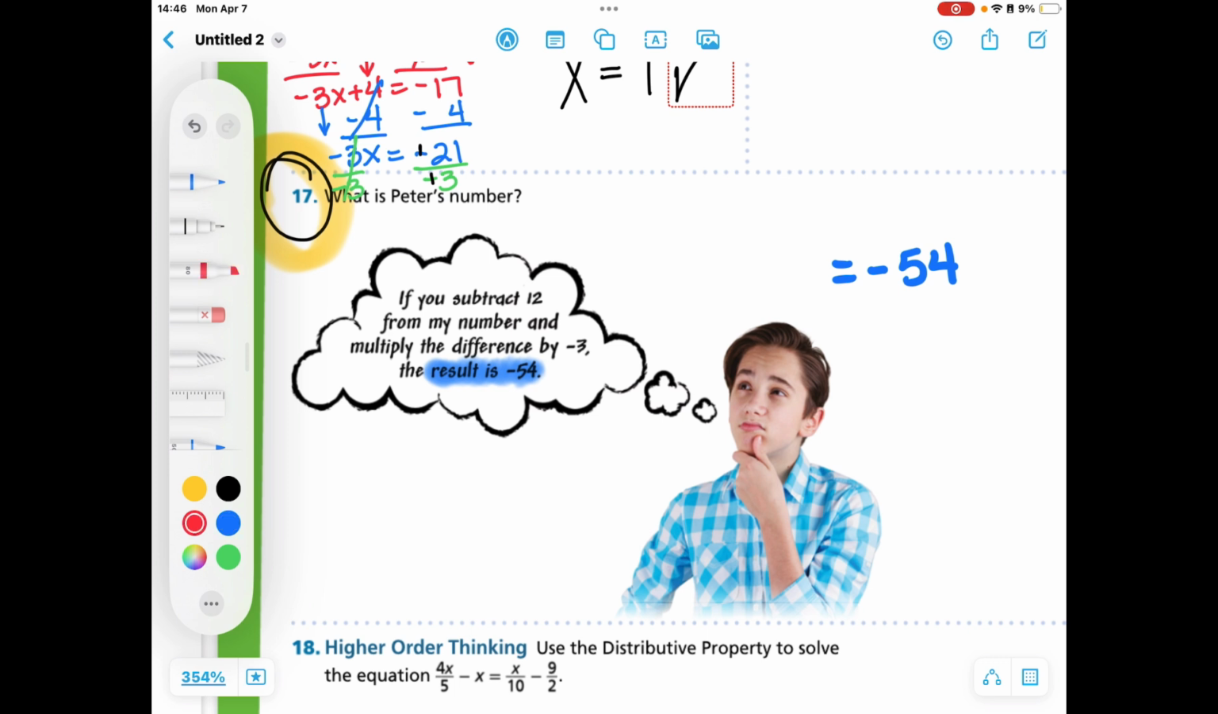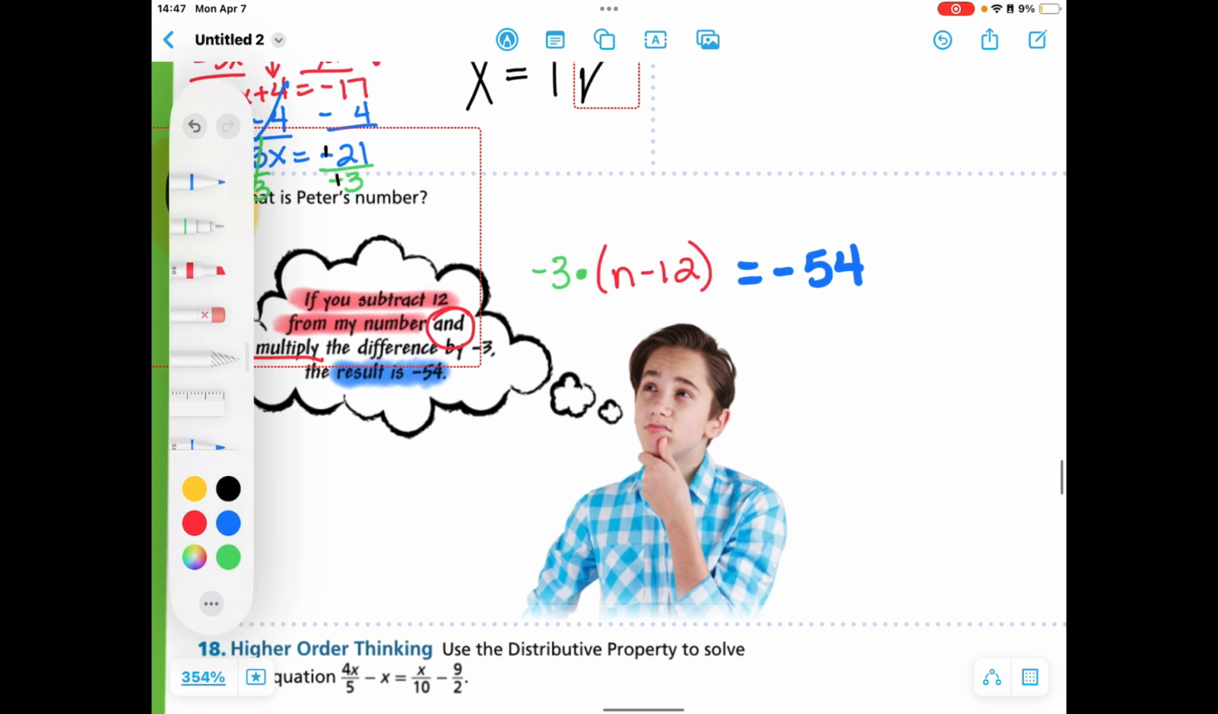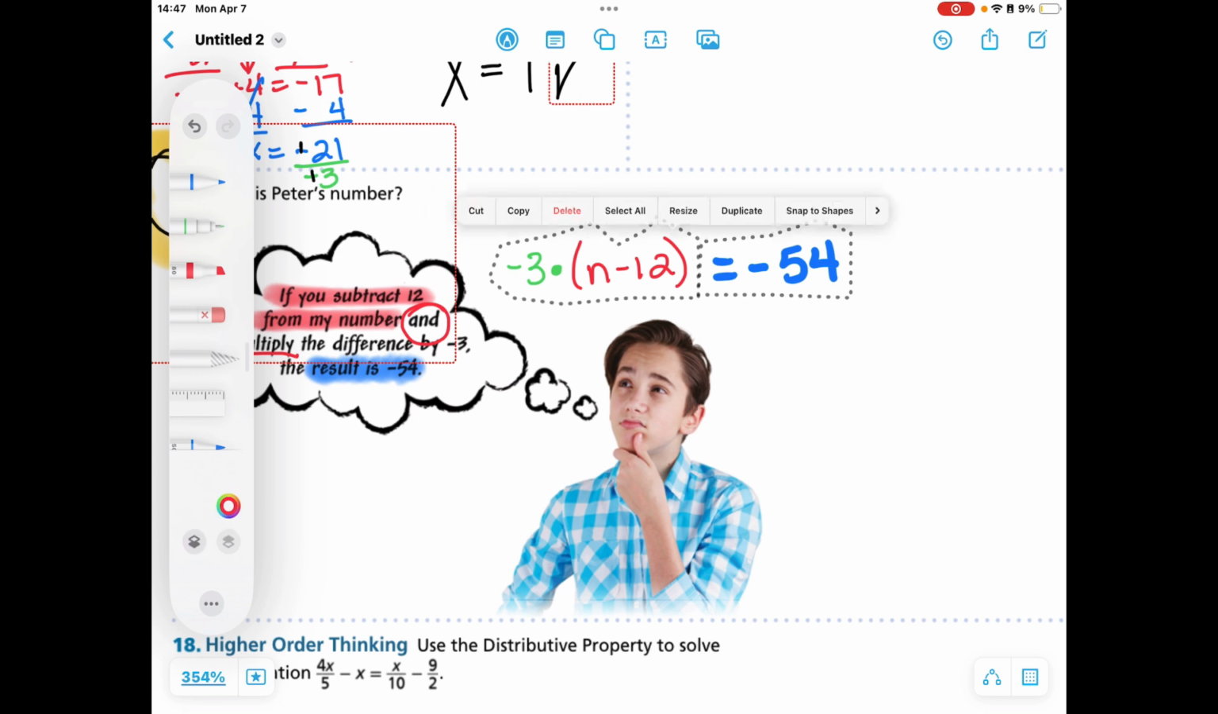Taking the other pieces step by step, if you subtract 12 from my number and multiply the difference by negative 3. So I'm just going to look at this first part, from my number. We don't know what that number is, but we can still say this is n minus 12. If you subtract 12 from my number and, now typically that would be addition, but it's saying and multiply. So we know we need to now multiply that difference by that negative 3. You still just take everything piece by piece, and it will give you the equation we need to solve.